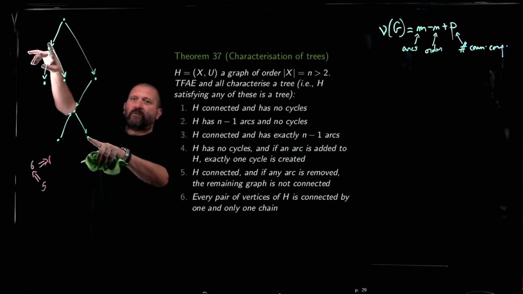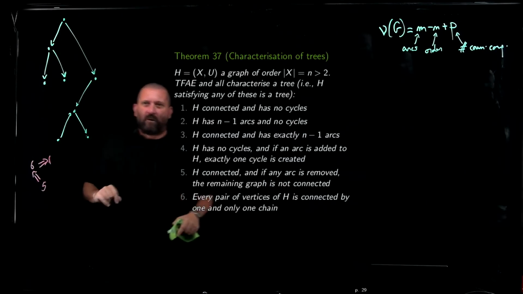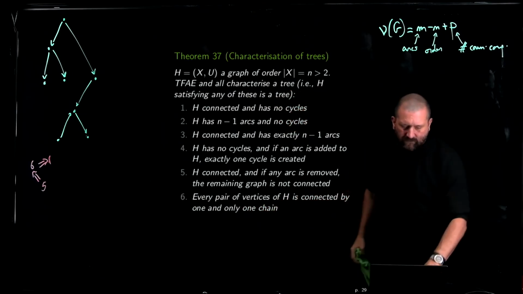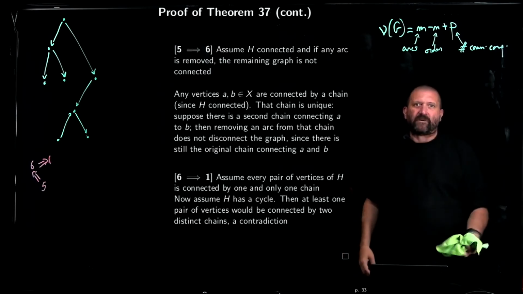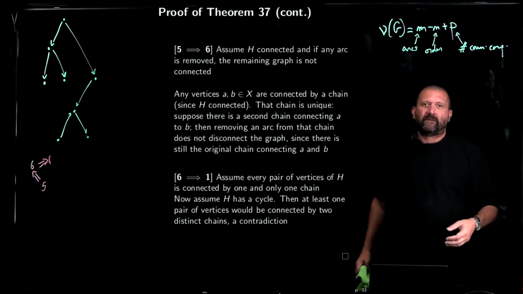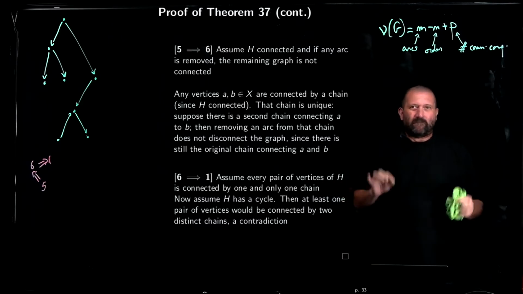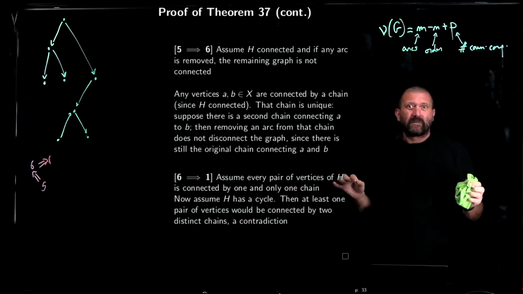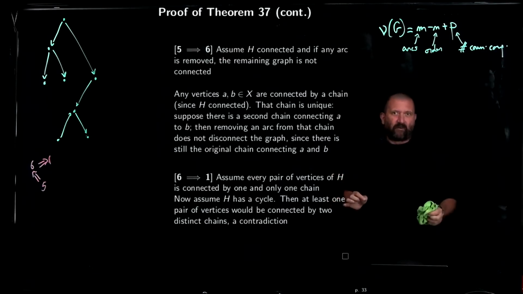So if I take any 2 vertices here, I can go from here to there, let's say, by only this chain of arcs. So suppose that I have a connected graph, and that if I remove an arc, the remaining graph is not connected. Then if I take any 2 vertices A and B, because the graph is connected, there's a chain between them. Now, that chain has to be unique, because suppose that it is not.